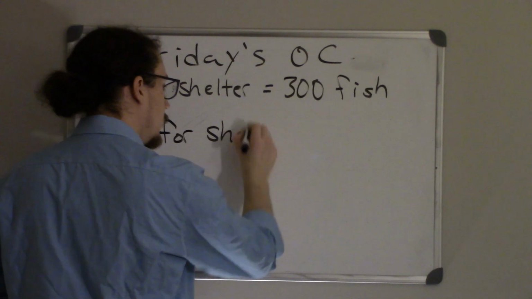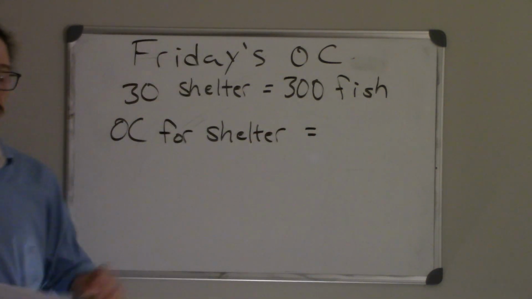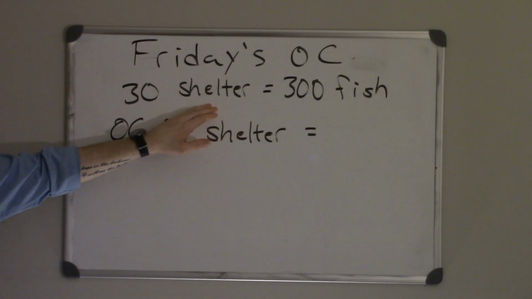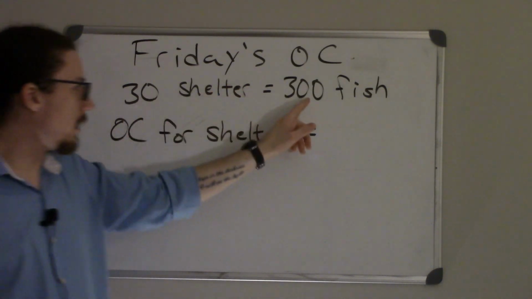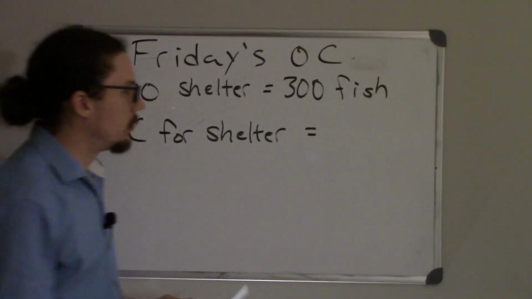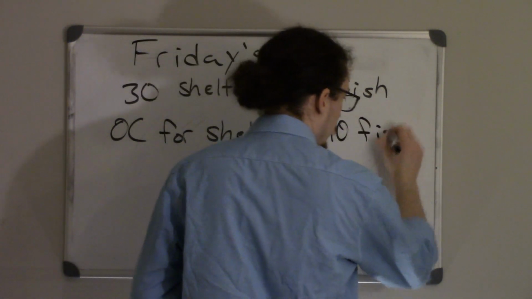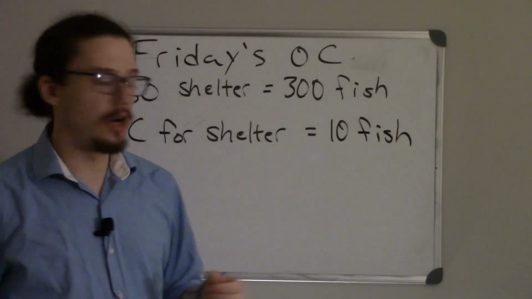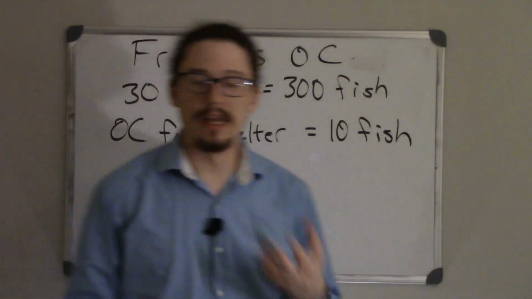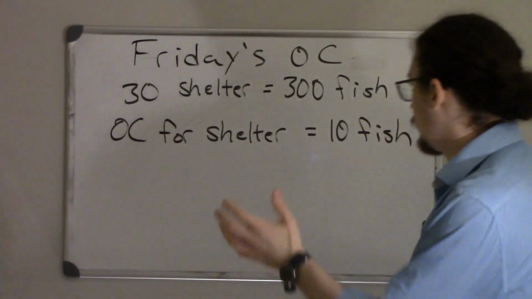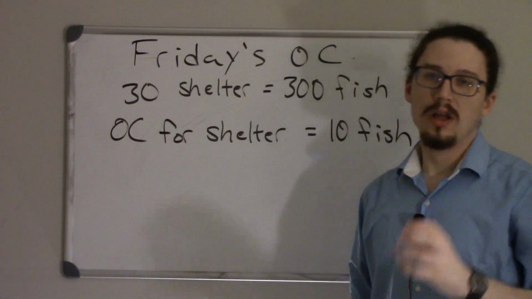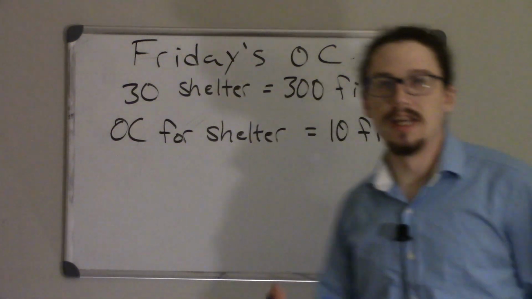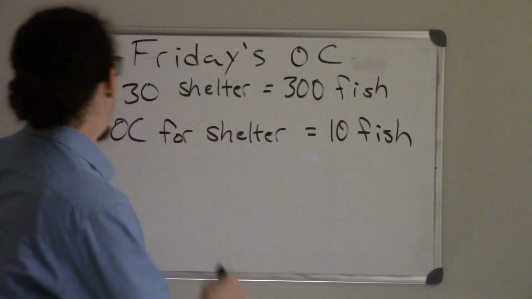So when we go to find the opportunity costs for shelter for Friday, we're going to divide both sides by 30, so we get shelter by itself on one side of the equation. So 300 divided by 30 is going to leave us with 10. So Friday's opportunity cost for shelter is 10 fish. Again, every unit of shelter that Friday produces, the time it takes to produce that unit of shelter could have been spent catching 10 fish.